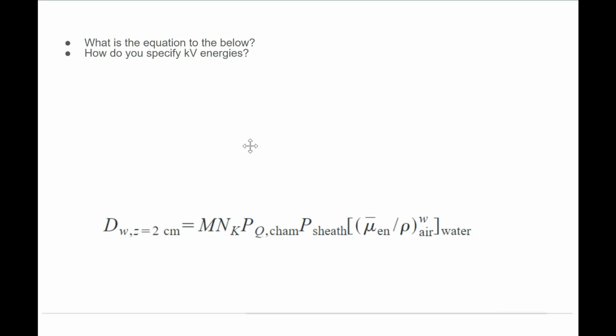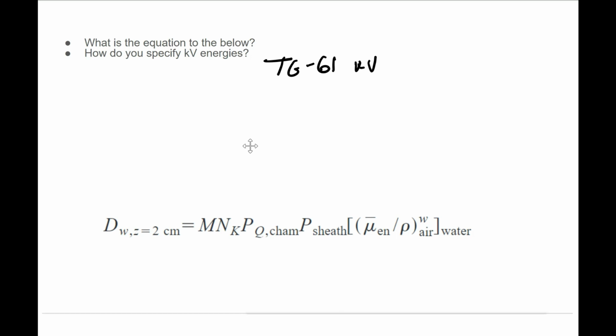Right, so what is the equation below, and how do you specify our kV energies? So this is TG61, which is kV calibration, and this specific equation is for water.